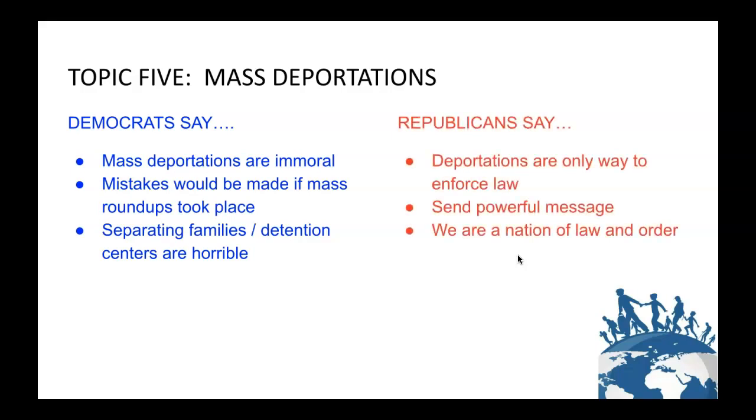Republicans, on the other hand, would say that deportations are really the only way to enforce the law. If we are a nation of law and order, we need to, of course, act on that. This would send a powerful message, too, to other countries and other people thinking about coming here illegally and skirting the system, in that we will find you and deport you. Now, keep in mind here that even though these are two separate issues, there are many politicians who advocate for different parts of these types of talking points in their own ways and means.